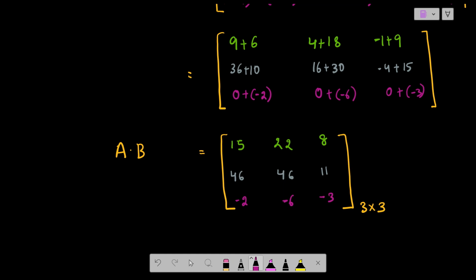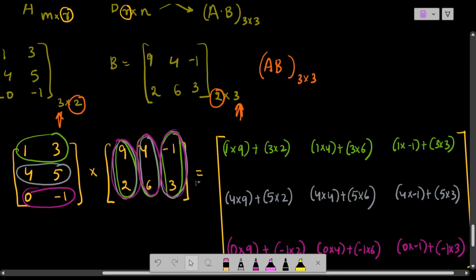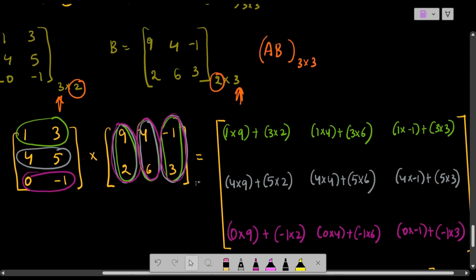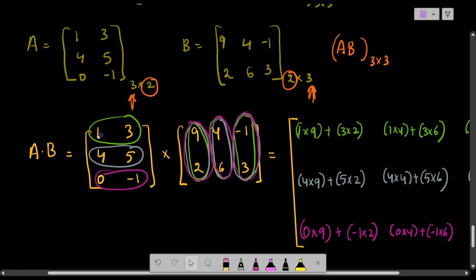Did you understand, students? Okay, so check here carefully the colors if you want. Okay, so we have taken a 3 by 2 matrix and 2 by 3 matrix. Here number of columns in the first matrix is equal to the number of rows in the second matrix. Okay. Now the resultant matrix will be a 3 by 3 matrix. Understood? So how we have done here?